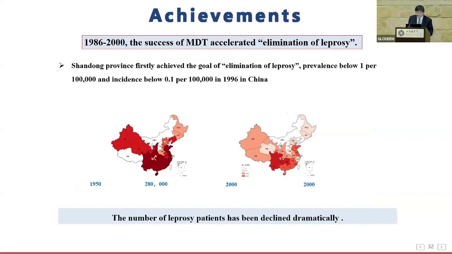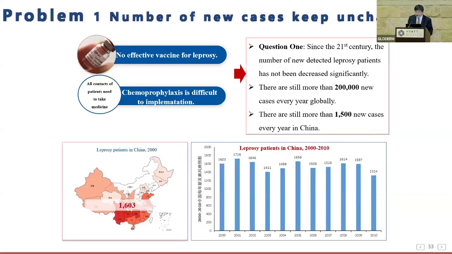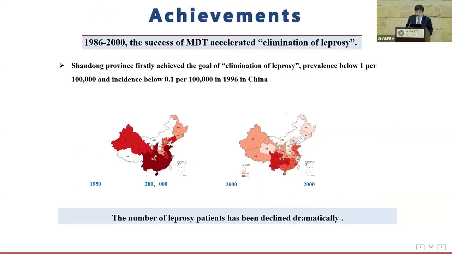Which means the prevalence below 1 per 100,000 and the incidence rate below 0.1 per 100,000, reached in 1996 in China. So at that time, only a few cases were detected annually. Last year, we had only 4 new cases of leprosy, but all of the cases were diagnosed at a very early stage. I will show you next.